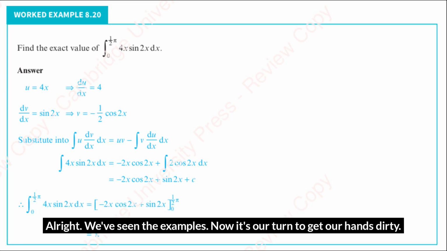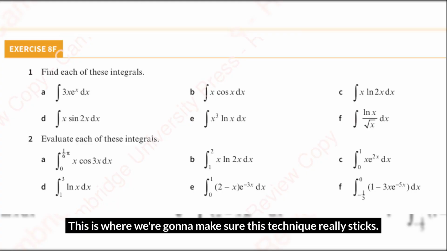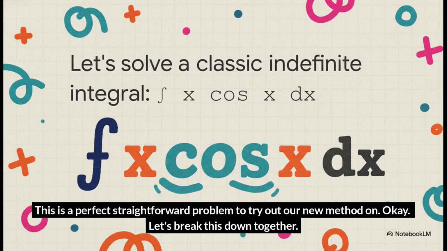All right, we've seen the examples. Now it's our turn to get our hands dirty. It's time to put these new skills to the test and work through a couple of practice problems. This is where we're going to make sure this technique really sticks. Let's start with an absolute classic indefinite integral, x times the cosine of x. This is a perfect, straightforward problem to try out our new method on.